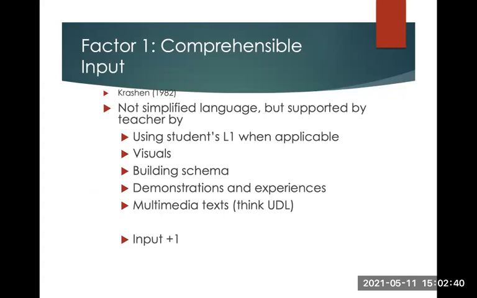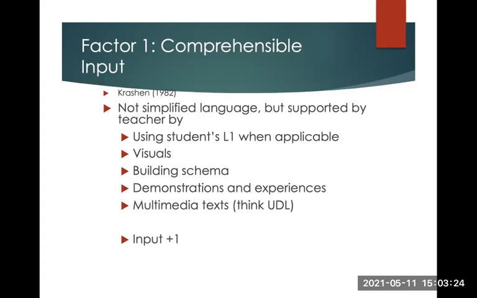The first factor was described by Krashen as comprehensible input. And this, like its name suggests, is not simplified language. It's not reduced baby talk, but rather it's a way of supporting an emergent bilingual's meaning making by using several techniques. The easiest one is explaining in a student's first language, if that is a language that is shared. If you're trying to explain something, maybe a difficult point about content, and you both speak the same language, Spanish, for example, you could explain what that means.